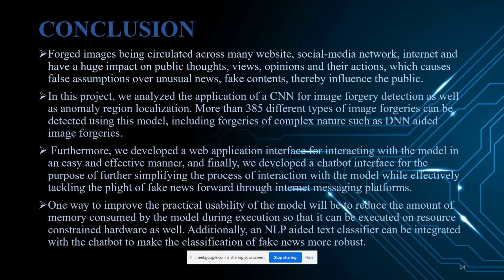On the other hand, to improve the practical usability of the model, we reduce the amount of memory consumed by the model during execution and classification of fake news, making it more robust.